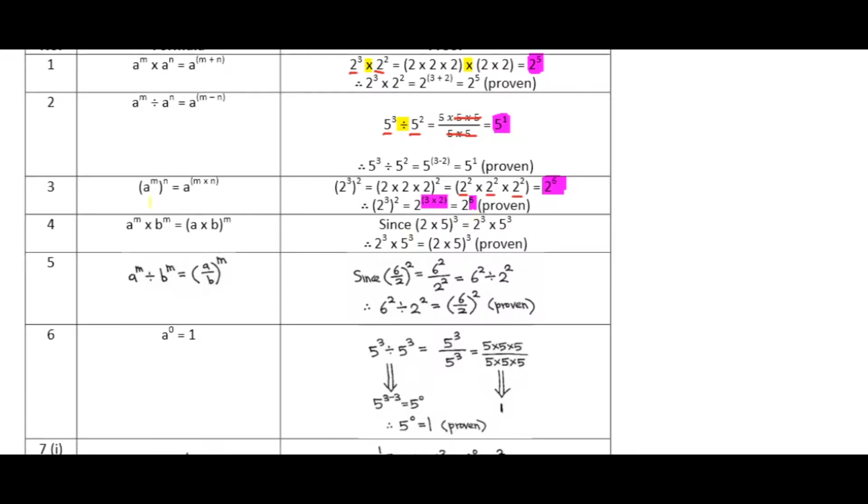Okay, so how do we prove a^m times b^m equals (a times b)^m? Let me just give you a reverse scenario. If I have (2 times 5) to the power 3, we have learned that in order to expand this bracket, the power will be applied to each and every one of the terms within the bracket. So when I take away this bracket and expand it, it will be 2 to the power 3 times 5 to the power 3.